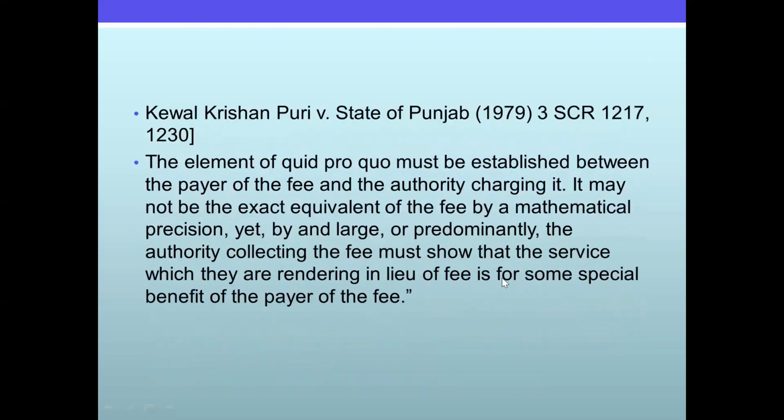This qualifier is also flagged by the courts more often than not, to say that the authority collecting the fees must show that the services it renders in lieu of fees are for some kind of special benefit. You have these understandings of fees, the elements of fees, which the courts have been very consistently putting through. Element of quid pro quo must be established. Arithmetic exactitude is not required. Predominantly, the authority collecting the fees must show that it is rendering a service which is some special benefit to the payer of the fees.